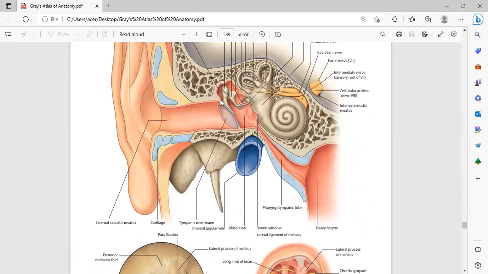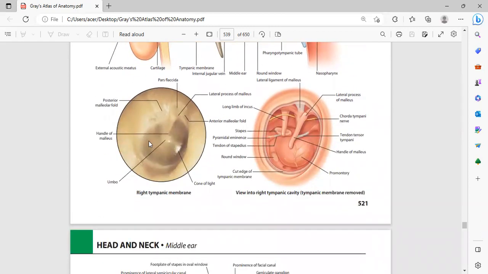The malleus is attached to this tympanic membrane on its inner side. You can see how it's attached. See the handle of the malleus. You can see that attachment through the tympanic membrane. And there are 2 processes of the malleus. From this process, there are 2 thickened fibrous folds. Between these 2 fibrous folds, there is this part which we call the pars flaccida.